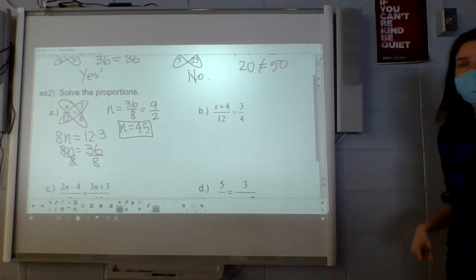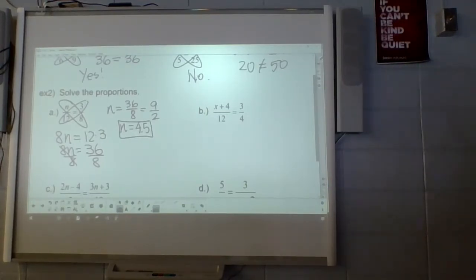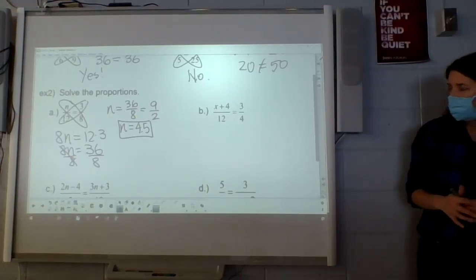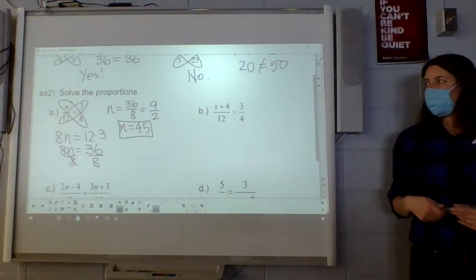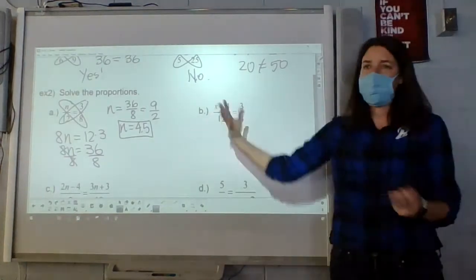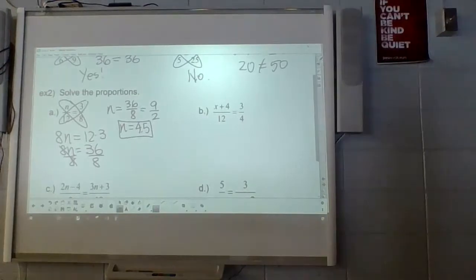Sometimes my mental math in the morning is not strong. It's not strong in the afternoon either, so I make mistakes, especially in front of you guys. So stop me if I multiply wrong or divide wrong. So we solve for n there. It just becomes a 1-step equation pretty quickly.